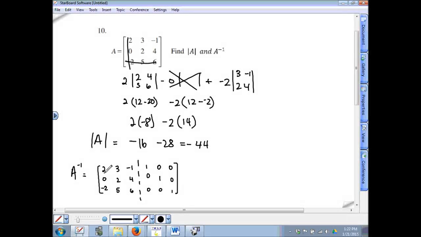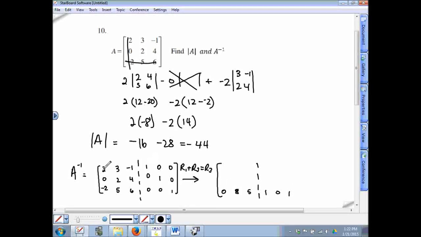So the first problem is we should have a 1 right here and the zeros underneath it. So the first thing I'm going to do is to try to get this entry right here to be a 0. You can do that simply by adding row 1 and row 3. So row 1 plus row 3 equals row 3. So 2 plus negative 2 is 0, 3 plus 5 is 8, negative 1 plus 6 is 5. 1 plus 0 is 1, 0 plus 0 is 0, and 0 plus 1 is 1.